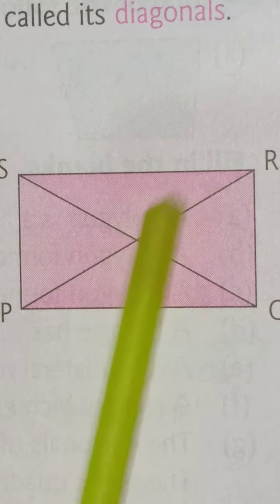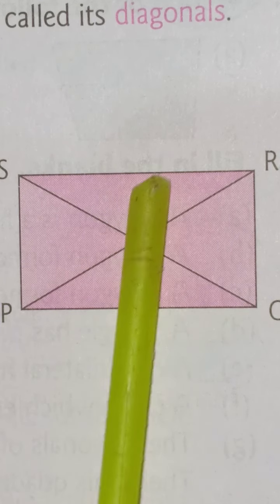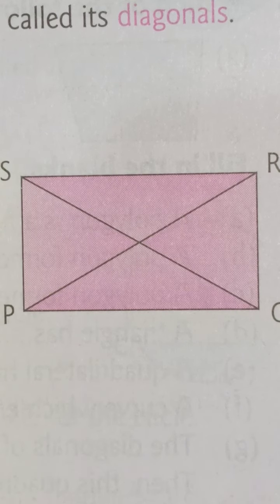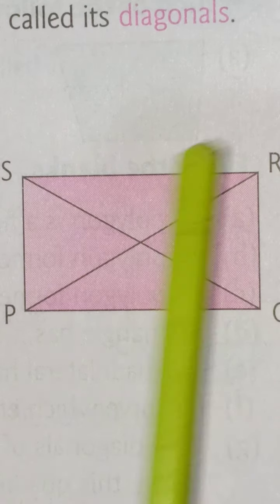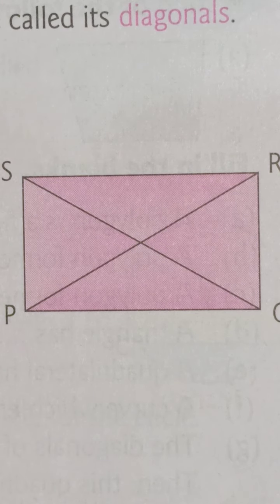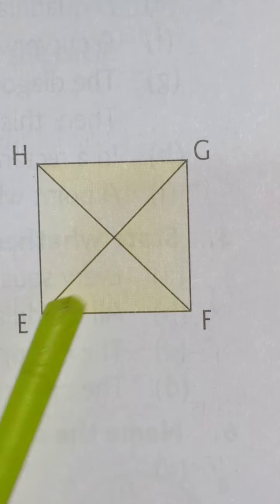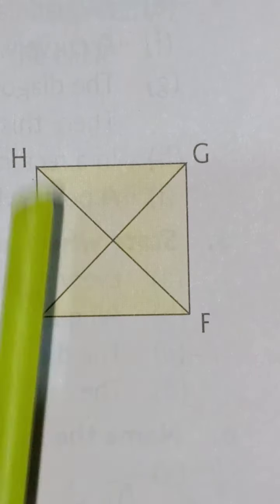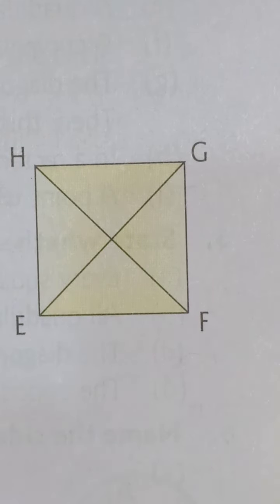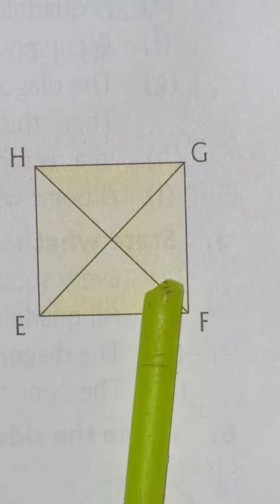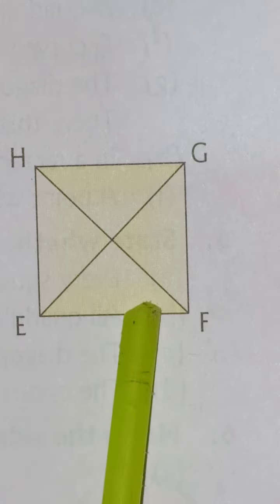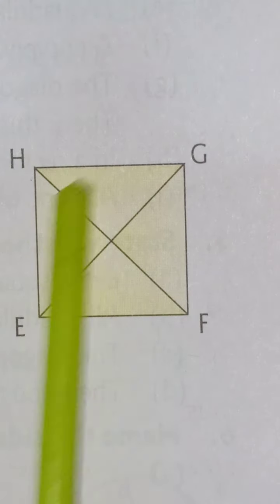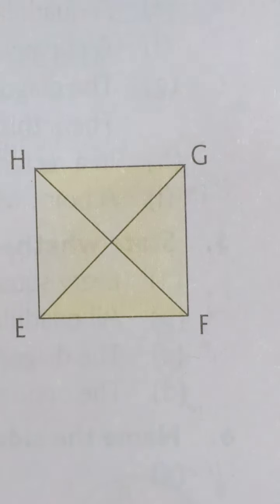Next one is rectangle. A rectangle is a special type of quadrilateral in which opposite sides are equal and diagonals are equal. PQ is equal to RS and PS is equal to QR. PR is equal to QS. And the last one is a square. It is a special type of rectangle in which all 4 sides are equal. The diagonals of a square are also equal. The adjoining figure shows a square in which EF, FG, GH, EH are equal. Clearly EG is equal to FH.